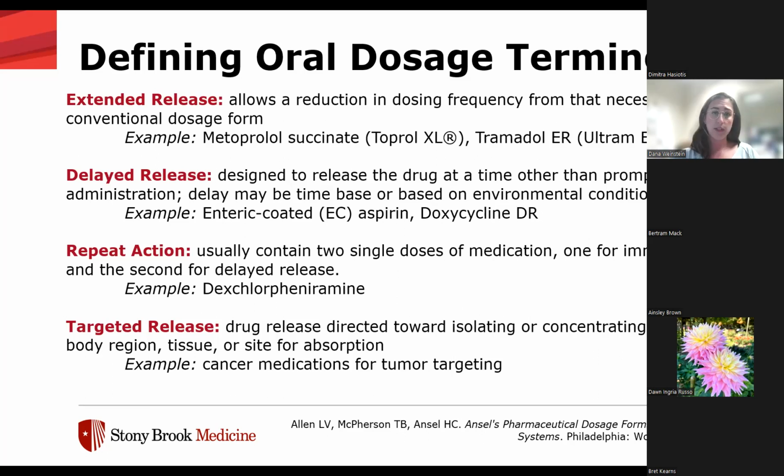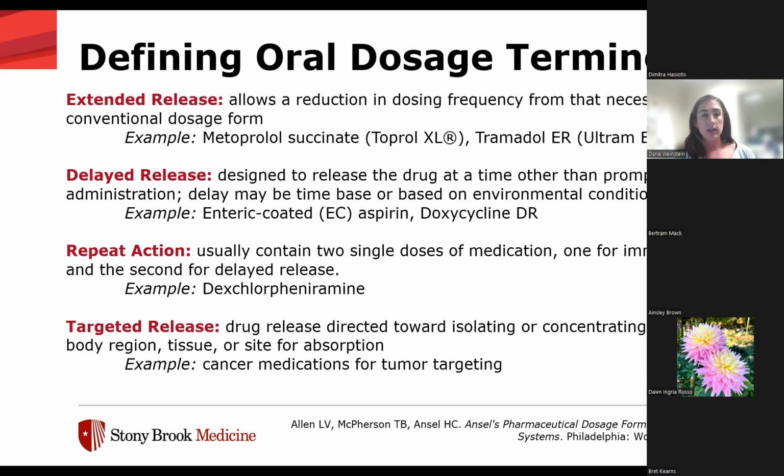So the FDA actually only defines modified release dosage forms in 2 definitions, which are at the top. So first being extended release and the second being delayed release. And extended release essentially just means it allows a reduction in dosing frequency from that necessitated by a conventional dosage form. And the example for that would be metoprolol succinate and tramadol ER.